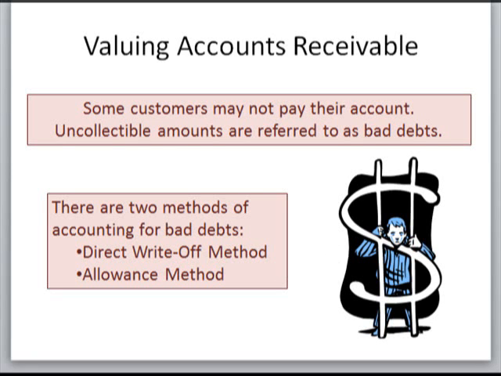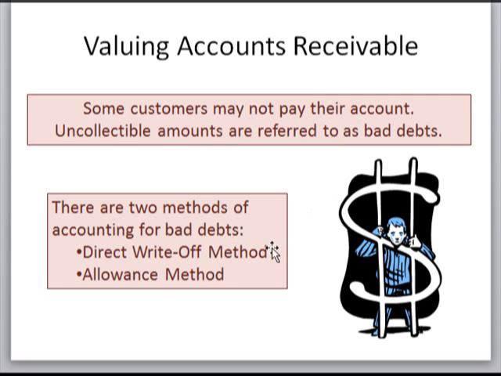Bad debts, bad debts. What you gonna do? What you gonna do when they won't pay you? Bad debts, bad debts. Some people don't pay their accounts, and these are uncollectible amounts, and these are referred to as bad debts. There's two ways to account for them.